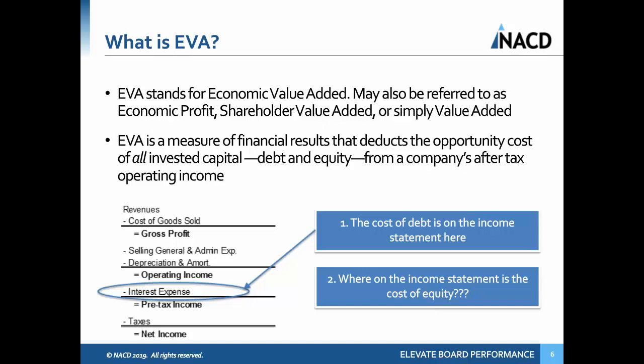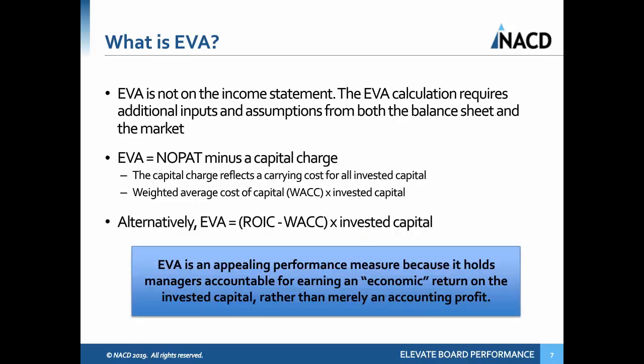You can see in the illustration on this page what we typically refer to as the bottom line, the net income line. We've deducted all the costs of delivering a good or service, and we've deducted the cost of interest expense, which is the carrying cost of debt, but we do not deduct the cost of equity explicitly. So it's just not on the income statement. And EVA as a calculation requires additional inputs and assumptions that come both from the balance sheet and from the marketplace.